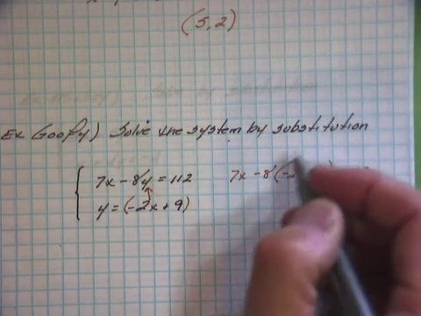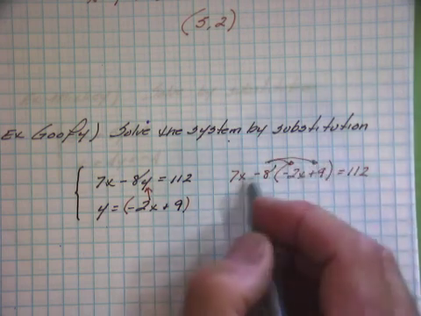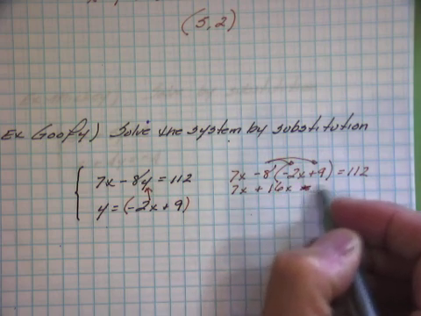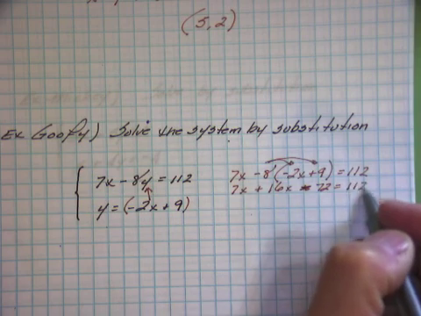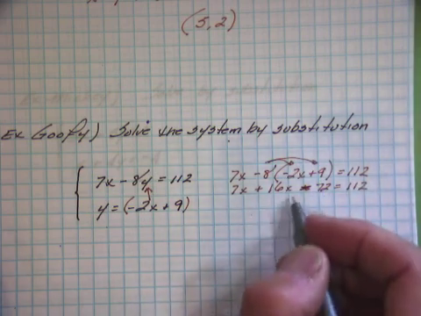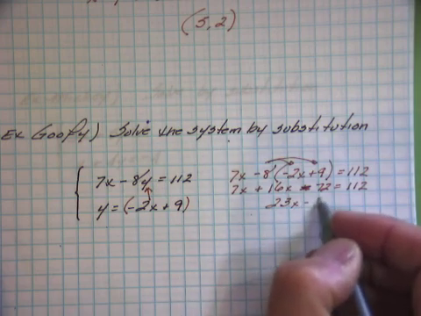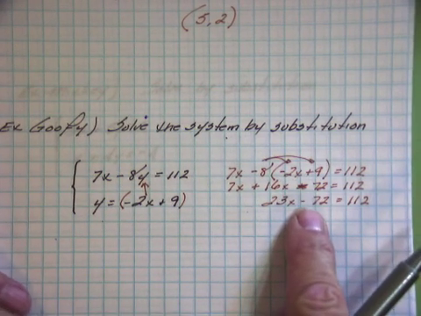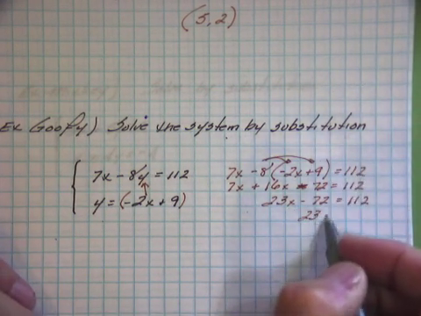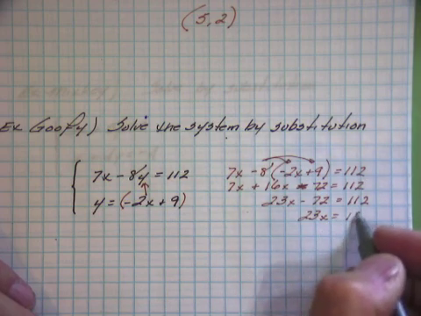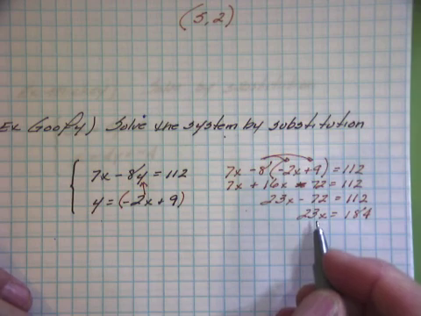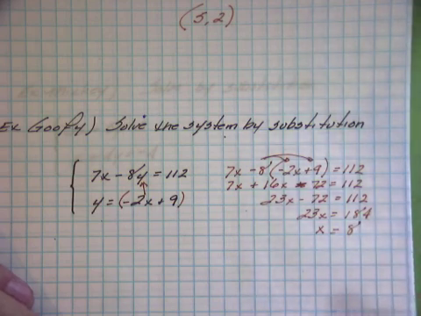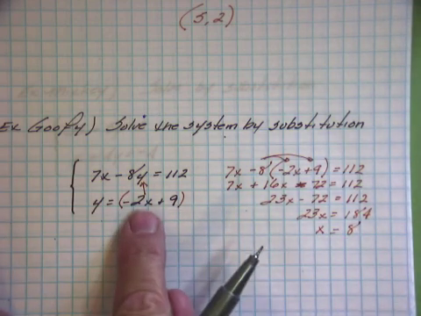Okay? So distribute the 8, negative 8, and you get 7x plus 16x minus 72 equals 112. Combine the 7x and the 16x, you get 23x minus 72 equals 112. Now we add 72 to both sides, and 23x equals 184. And if we divide both sides by 23, x equals 8.